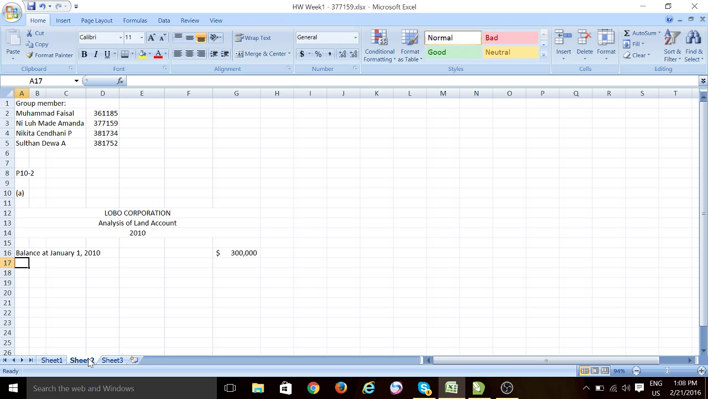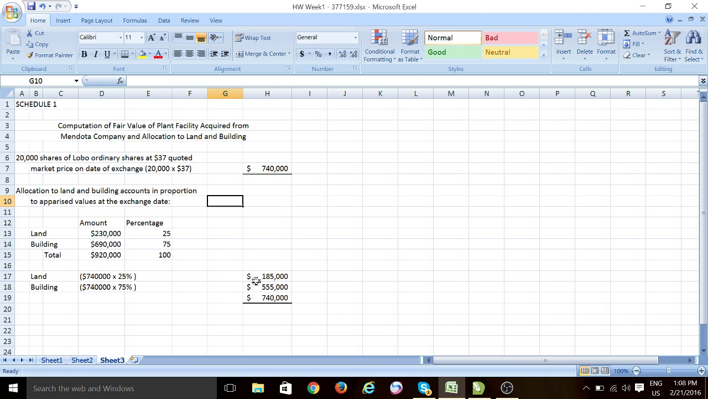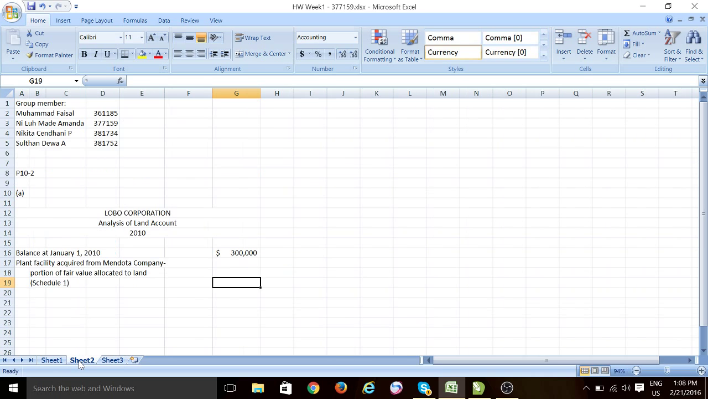Now that we know that the land costs $185,000, we just need to put that in the analysis of land account. We note that down: plant facility acquired from Mendota Company, portion of fair value allocated to land, Schedule 1, and we got $185,000.